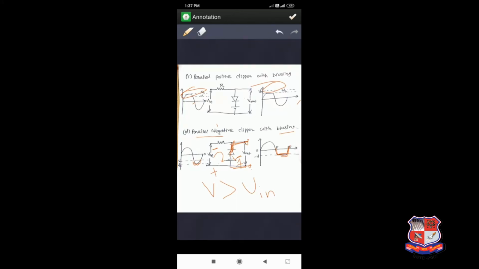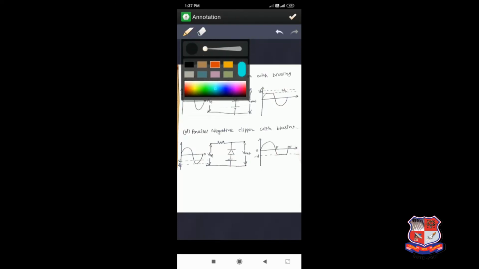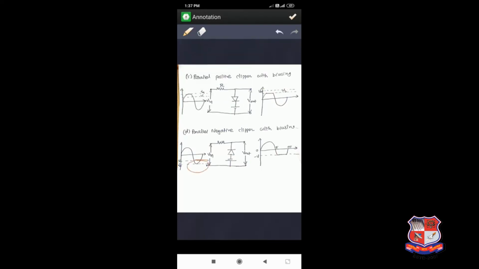So these are the parallel negative clipper circuits with biasing. In that, some portion of the negative cycle is skipped. So this is called the parallel negative clipper with biasing.